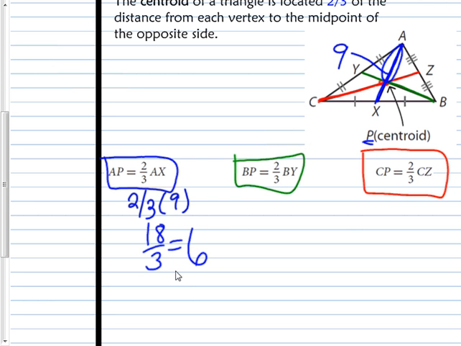Keeping in mind that when we are looking at the 2/3, we have to start at the vertex going toward the midpoint of the other side. So you don't start at the side point, you start at the vertex point. So you start right here going over to the side. Do not start at the side. And let's practice some of these.